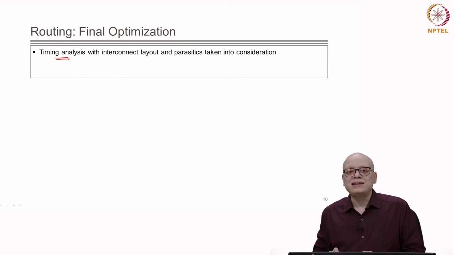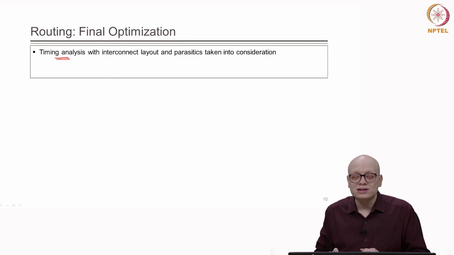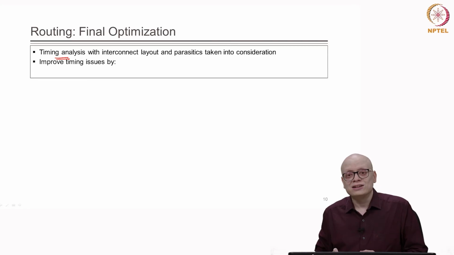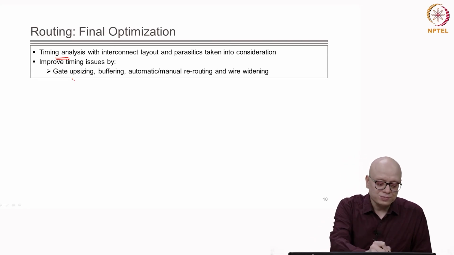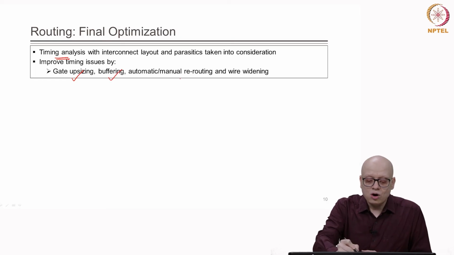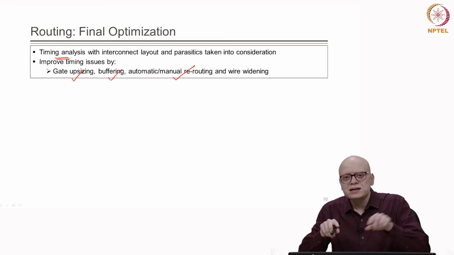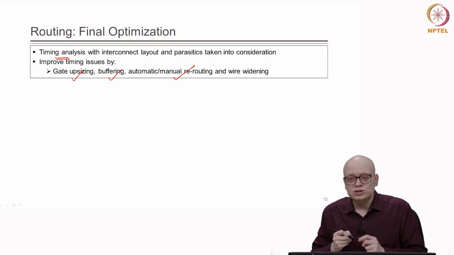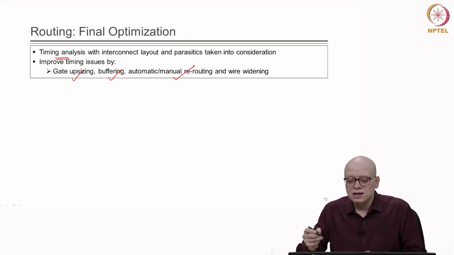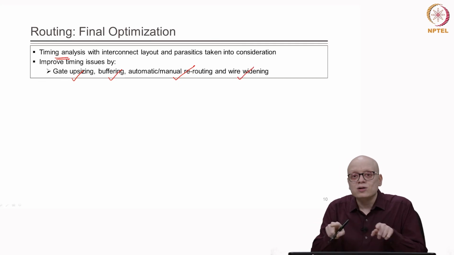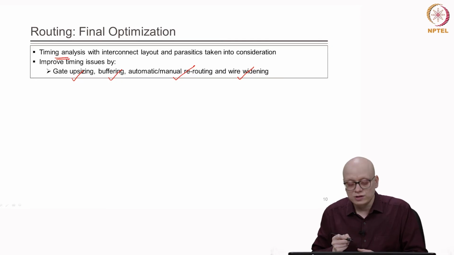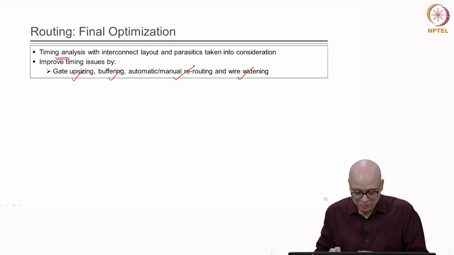And once we do the timing analysis, we may find some violations, and then we need to fix the problem. For example, we can improve the timing by gate upsizing, buffering, or automatic or manual rerouting, where we change some routes to improve the timing for the critical paths. We can also do wire widening if the routing resource is available to improve the timing.